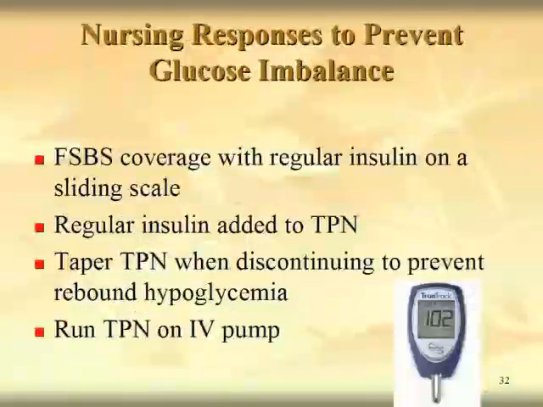Some nursing interventions to prevent glucose imbalance would be to make sure that that patient has orders for fasting blood sugar coverage with regular insulin on a sliding scale, to look to see if that patient has regular insulin added to the TPN if it's ordered that way, and typically to do what we call windowing the TPN, where the dose is actually decreased, usually like an hour before and an hour after the TPN is started, so that you can kind of get that pancreas in sync with all this glucose coming on board. And TPN, of course, is always going to be run on an IV pump to monitor it closely.